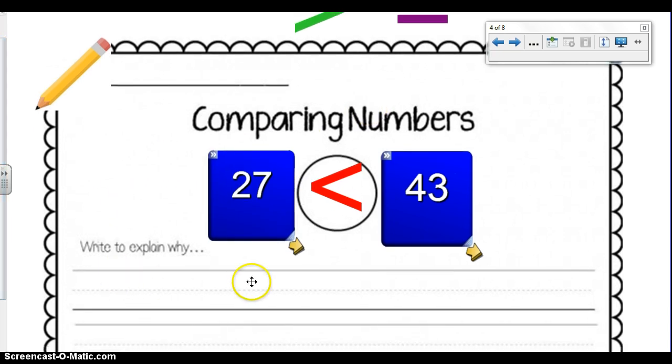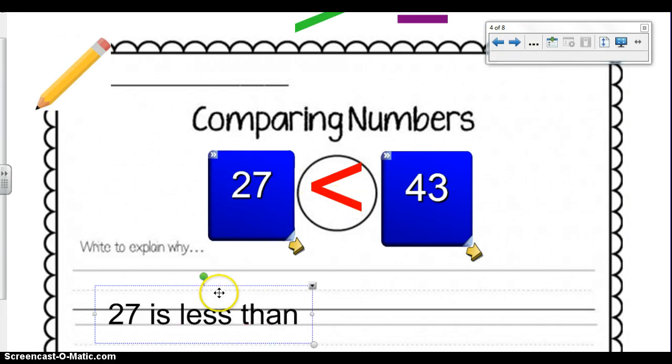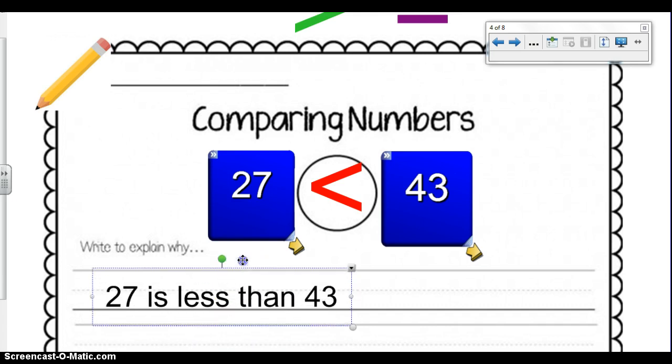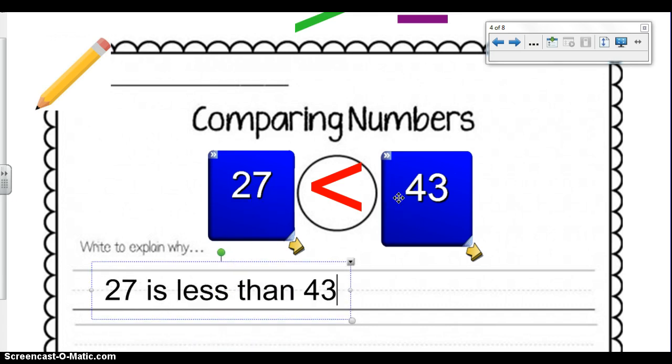So go ahead and write a sentence explaining how you would say this equation, starting with 27, starting on the left-hand side, just like when we read, we start over here. If you read this number sentence right, you would have said 27 is less than 43. Please make sure you have that explanation underneath your two numbers.